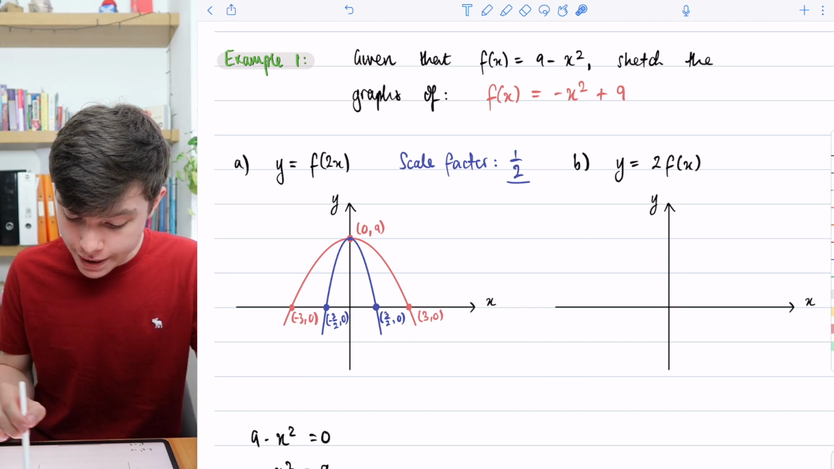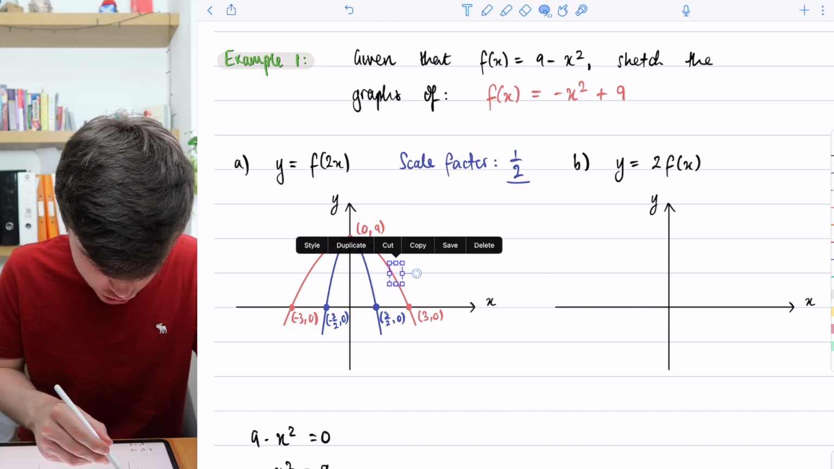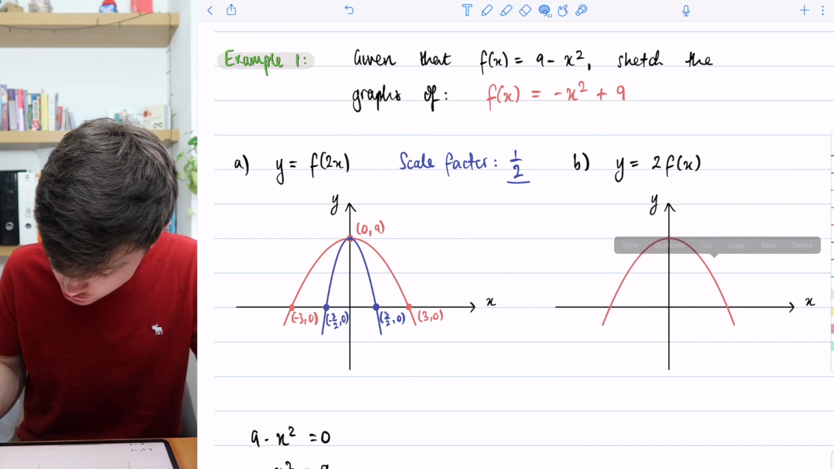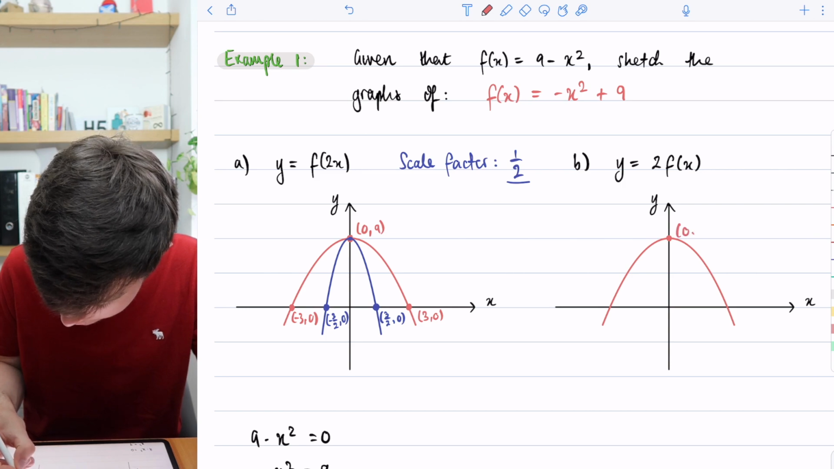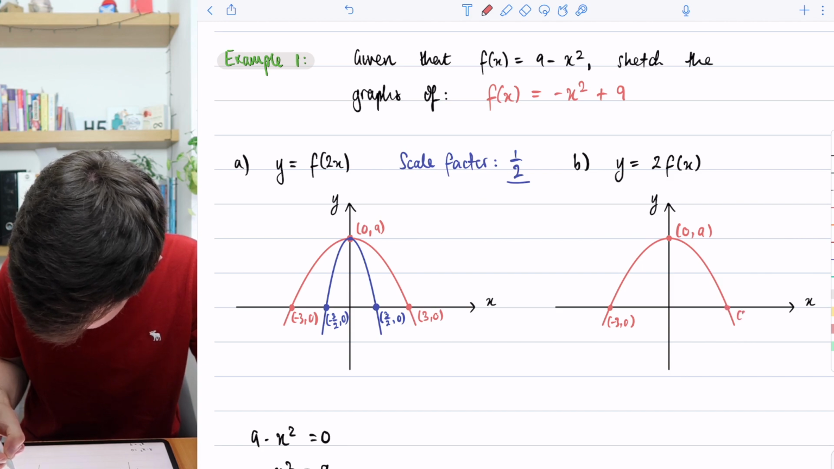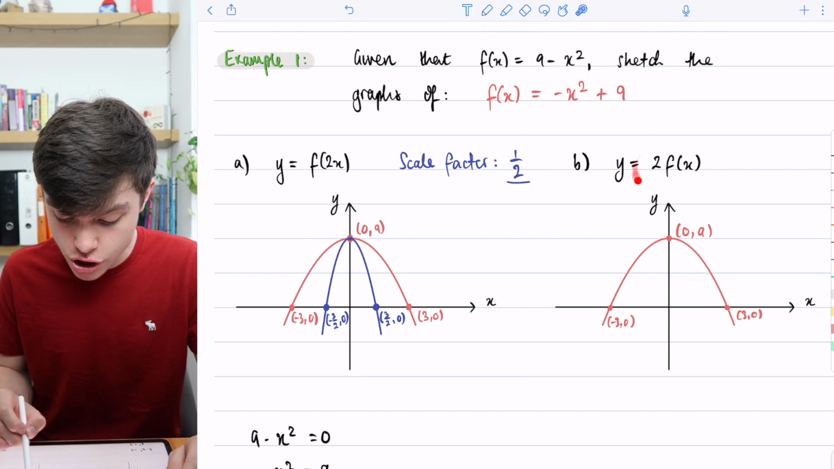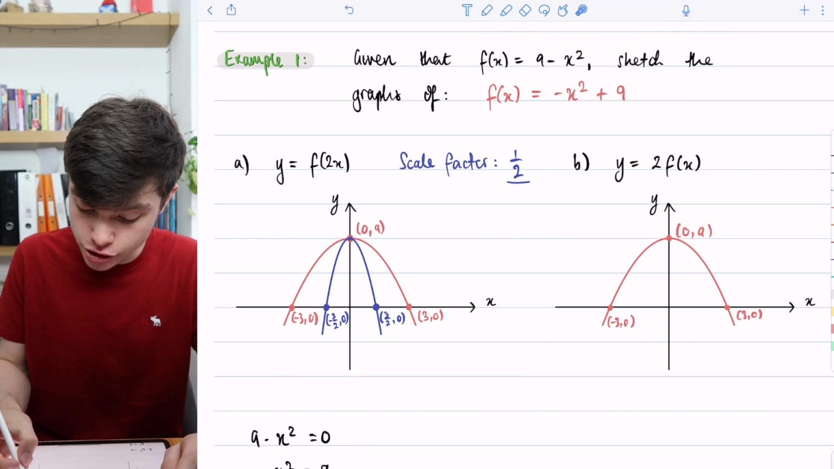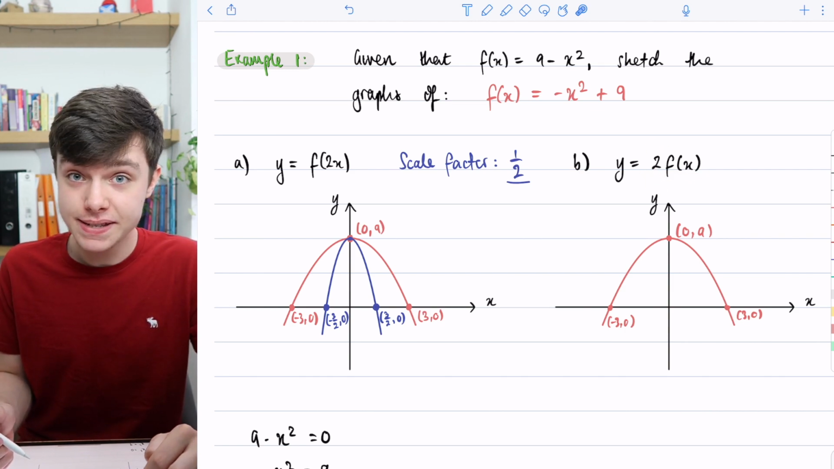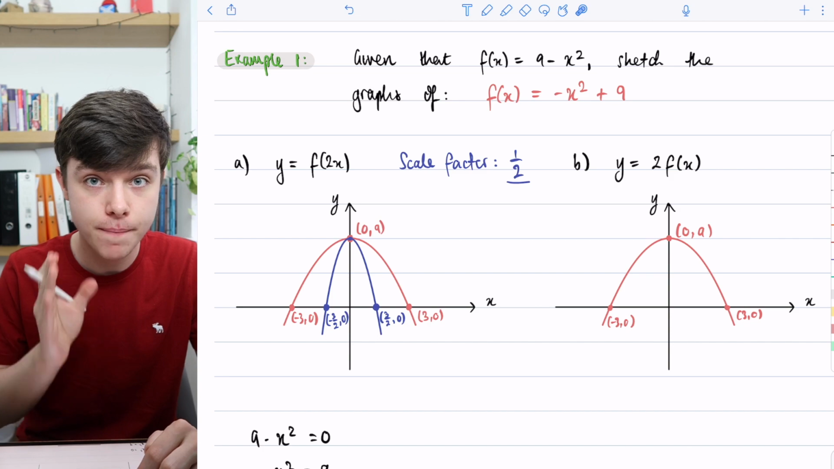Okay, let's have a look at part B, which is 2 times f of x. So again, I'm going to sketch my original graph. You don't really have to sketch it, but it's always useful to do that. And I'll add the turning point at 0, 9, and our roots at minus 3, 0, and 3, 0. And this time what we have is our constant, which is 2. We have that outside of our function, so 2 times our function. What that means is we're doing a stretch in the vertical direction by a scale factor of 2.